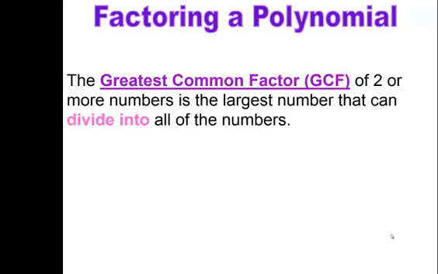To factor a polynomial, we're going to first start by defining what a greatest common factor is, commonly known as GCF. A greatest common factor of two or more numbers is the largest number that can divide into all the other numbers.